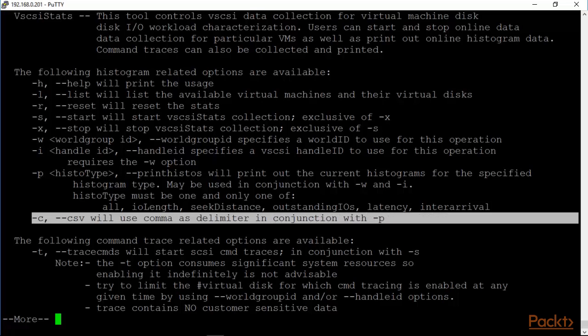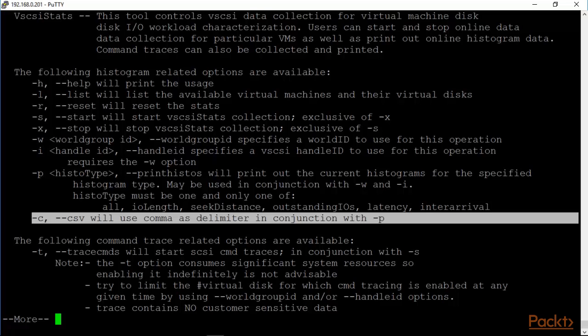Basically what happens if you specify -c, you can then send it over to a file which is a comma delimited file, and then that can be imported into other products such as Microsoft Excel or other products that can then give you those really nice graphical representations of the data that has been collected by vscsiStats to enable you to better visualize what it is that you're looking at in terms of the I/O capabilities and the I/O patterns from your virtual machines.